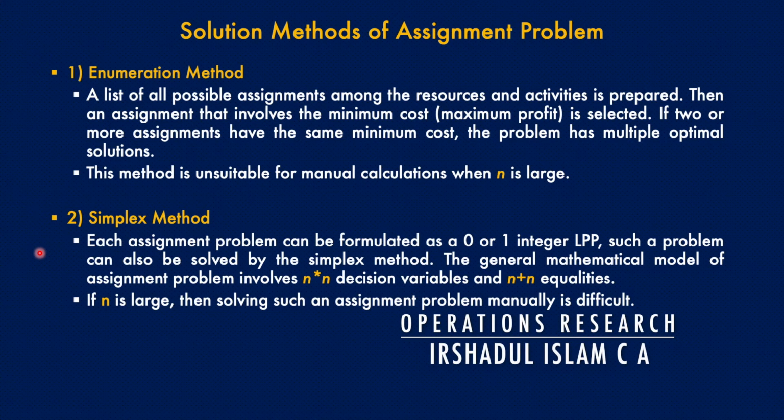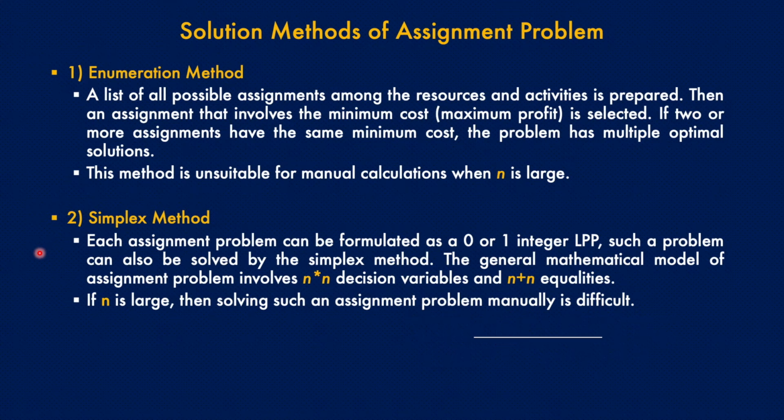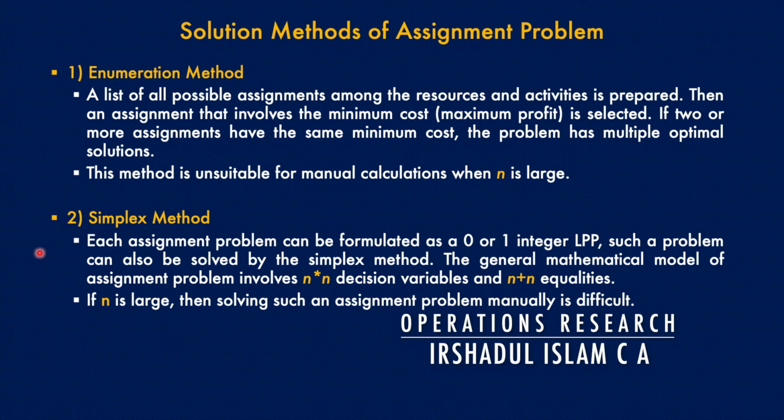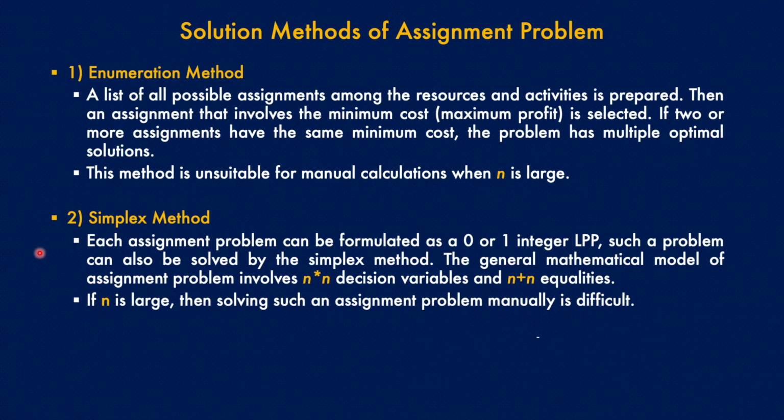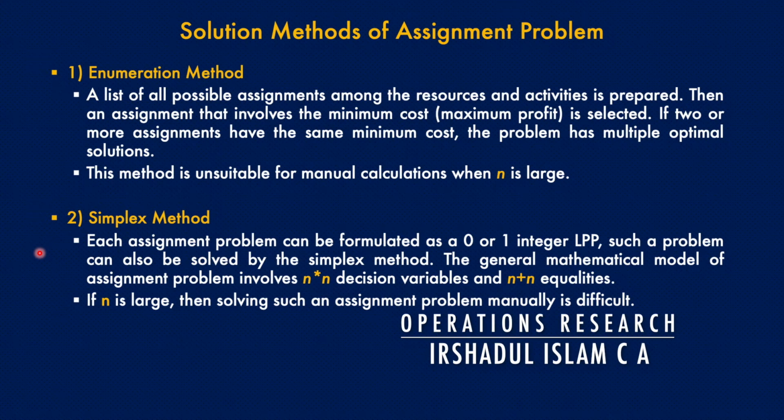The general mathematical model of assignment problem involves n by n decision variables and n plus n equalities. For example, if you have 5 employees and 5 jobs, and we are going to solve by the simplex method, we will have 5 into 5, that is 25 decision variables, and 5 plus 5 equalities. If n is large, solving such an assignment problem manually by the simplex method is very difficult because it will consume a lot of time and effort.